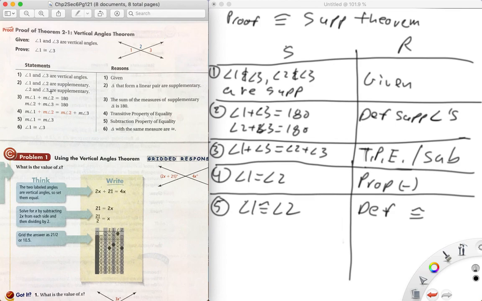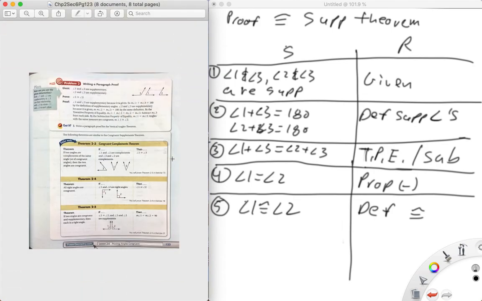You can subtract the measure of angle 2 from both sides and say, due to the subtraction property of equality, that the measure of angle 1 is equal to the measure of angle 3. And if they are equal, then they are congruent due to the definition of congruent angles. Thus, angle 1 is congruent to angle 3. I highly recommend you write a 2-column proof first, and then turn each line into a paragraph.